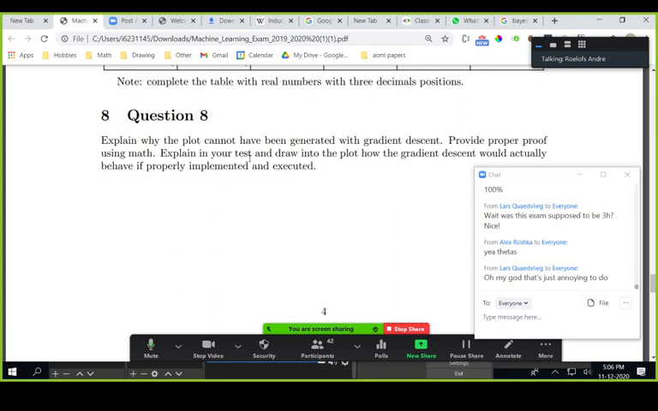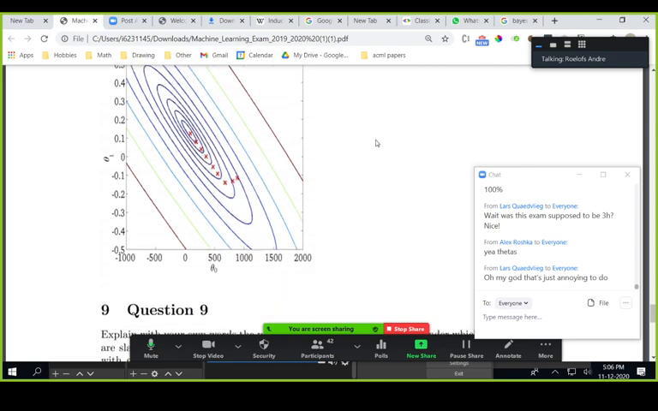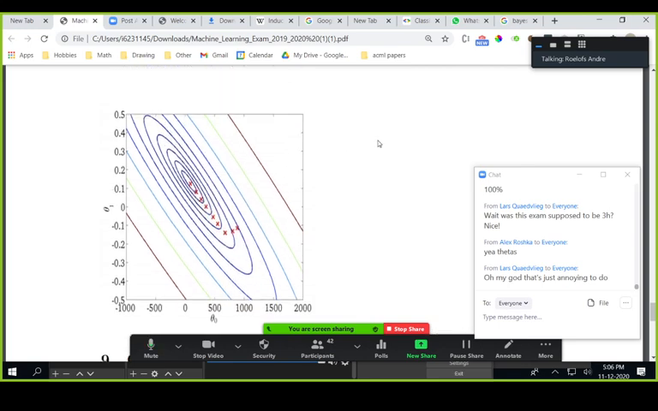Explain why the plot cannot have been generated with gradient descent. Provide proper proof using math. Explain your test and draw into the plot how gradient descent would actually behave if you properly implement and execute it. The way this question was asked during the exam is that some student handed this in as his gradient descent result, and they suspect he just put the crosses here. Which, funnily enough, in Python, it would be easier to just implement the gradient descent than to put crosses there.